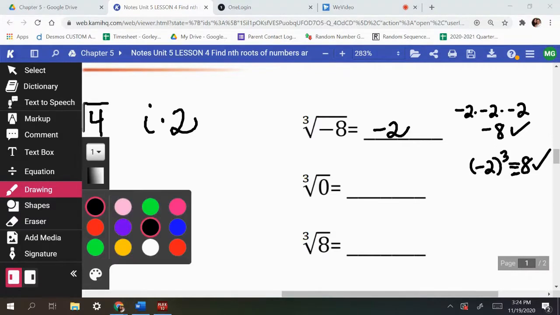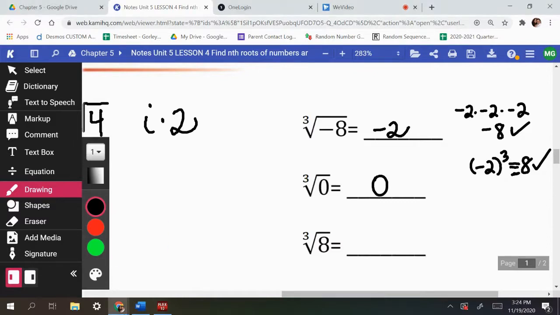All right, what is the cube root of 0? Well, that's going to just be 0, right? Because 0 cubed is 0. And what's the cube root of 8? Well, that's going to be 2. Okay, and that's because 2 cubed is equal to 8.